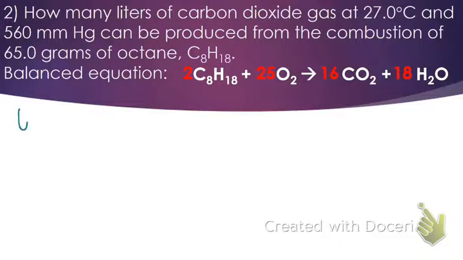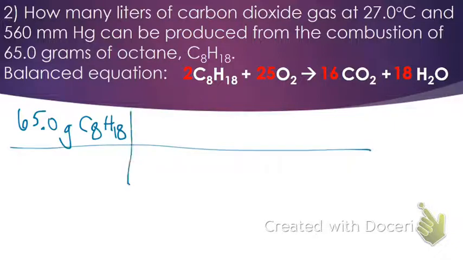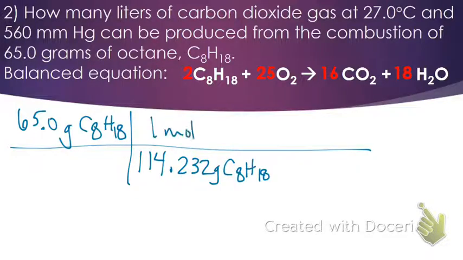I've got 65 grams of octane. And if I add up that mass from the periodic table, that's 114.232 grams per 1 mole on top. And then for moles of this, I'm trying to find liters of carbon dioxide. So that's a 2 to 16 ratio.